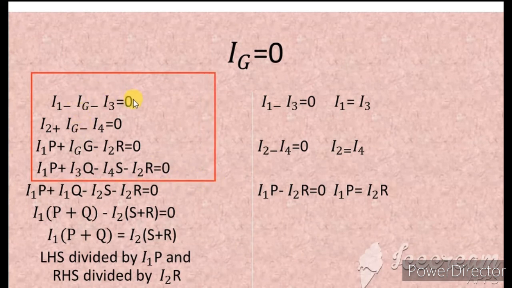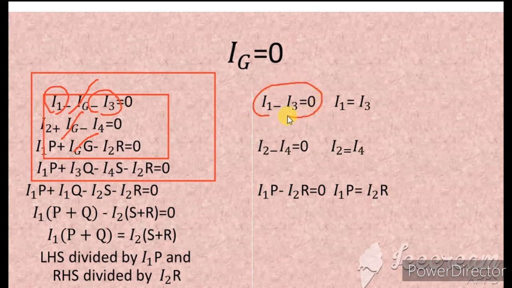So in these equations, in the first three equations, substitute the condition Ig is equal to 0. If you substitute Ig equal to 0 here, here, and here also, what happens? Only this I1 remains. So I1 minus I3 equal to 0, which is what I have written here. Bring this I3 to this side, so I1 is equal to I3. Next, I2 minus I4 is equal to 0. Bring this one to this side, so I2 is equal to I4.